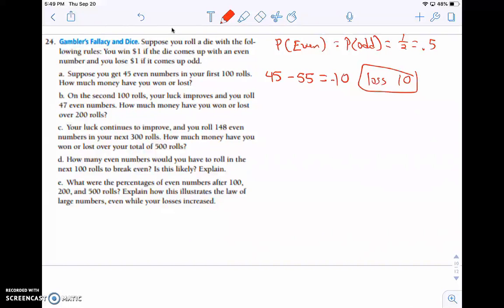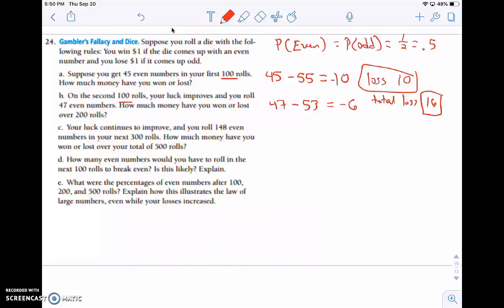Now, on the second 100 rolls, your luck improves and you roll 47 even numbers. Okay, how much money have you won or lost in the total 200 rolls? So we're looking at these 100 rolls plus these 100 rolls. Well, again, 47 out of the 100 were even, so you won $47, but then the remaining you lost, so you lost 53, so it's a -6. So you have a total loss of $16 at this point. It's over 200, so you've lost 16.